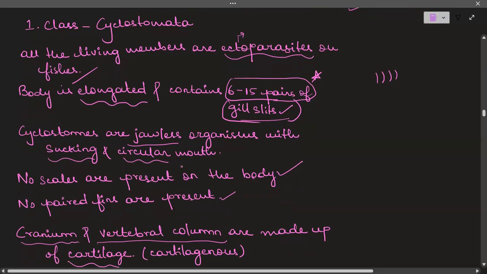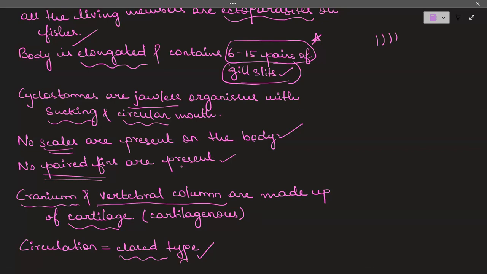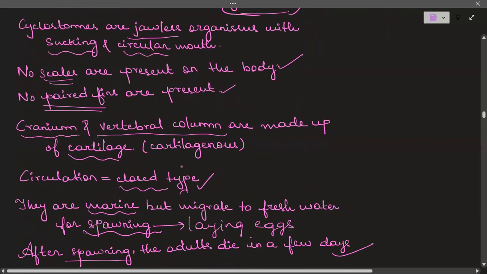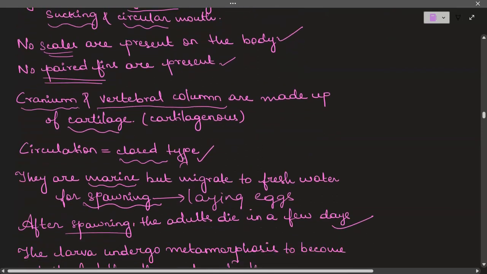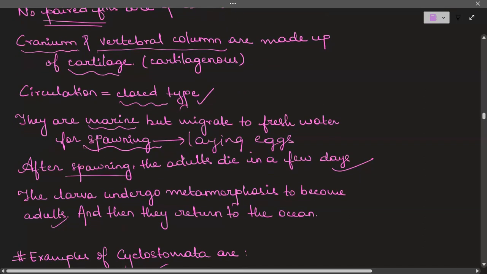Now, cyclostomes are jawless organisms with a sucking or circular mouth. Their mouths are circular in shape. Their bodies do not have any scales and they do not have paired fins. The cranium, the skull and the vertebral column in cyclostomes are made up of cartilage. A cartilaginous cranium and vertebral column is there.